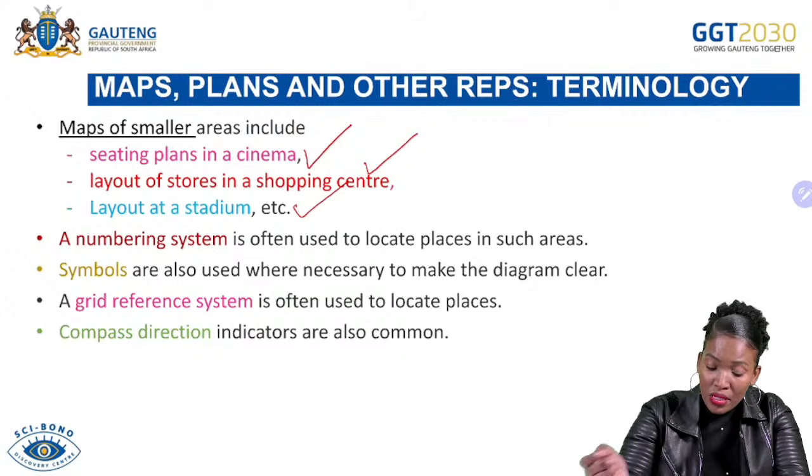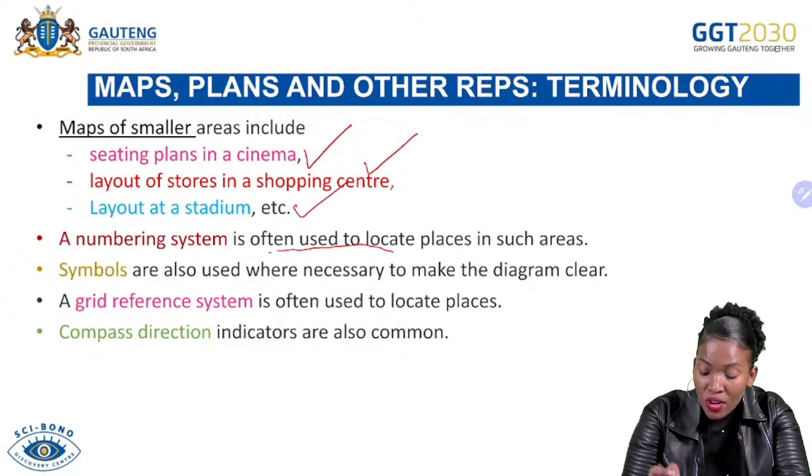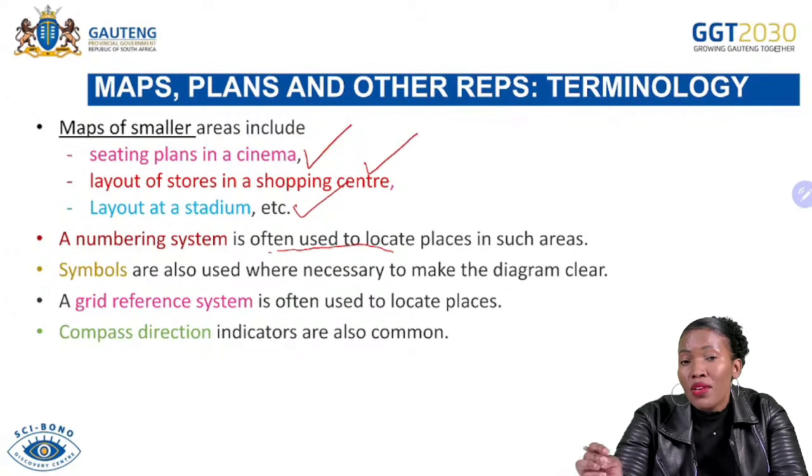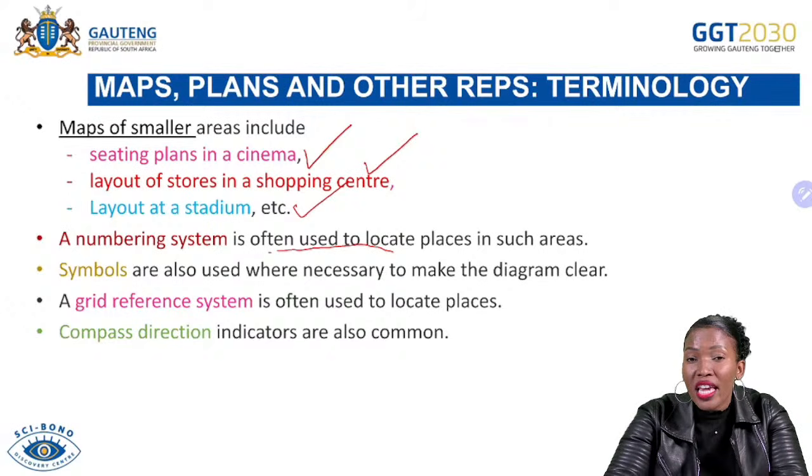And then a numbering system is often used to locate places in such areas. You'll see most of our plans, they use a certain numbering system, so that if you want to locate a certain shop or a certain desk or a certain item on that sitting plan, you are using the numbering system to refer to whatever item that you want to locate on your plan.